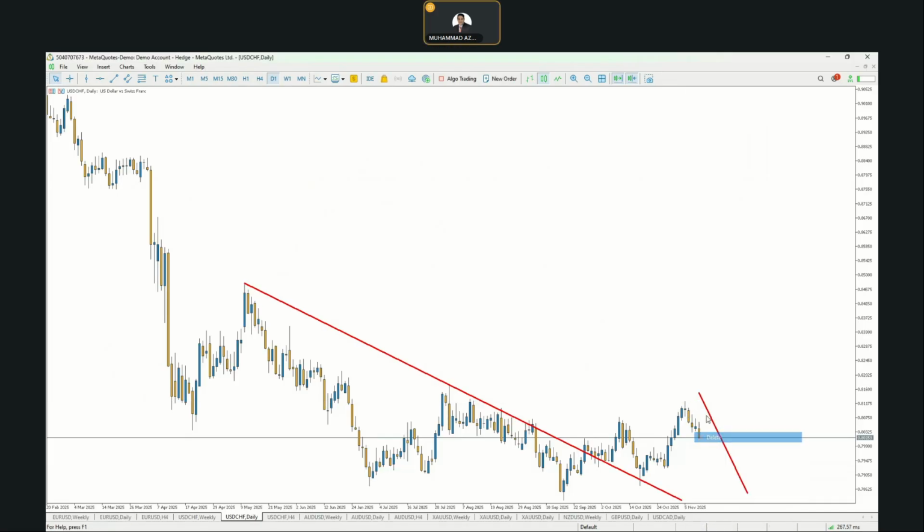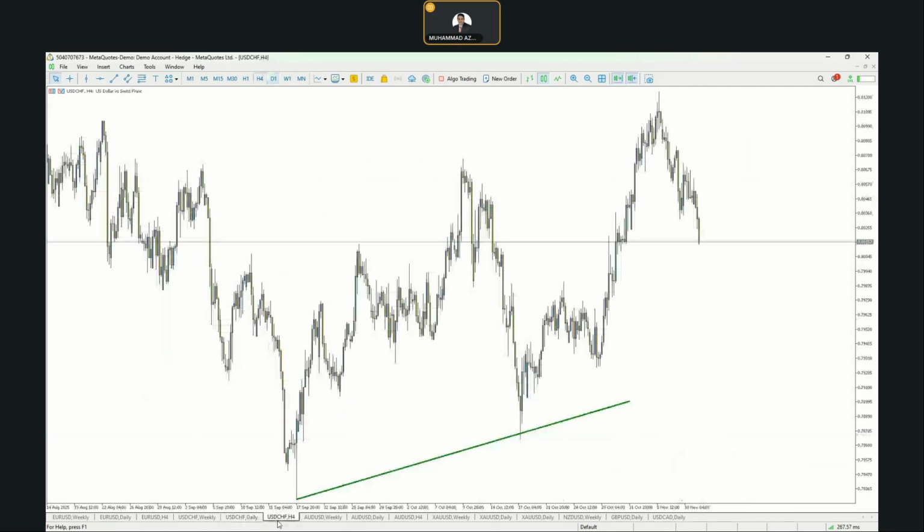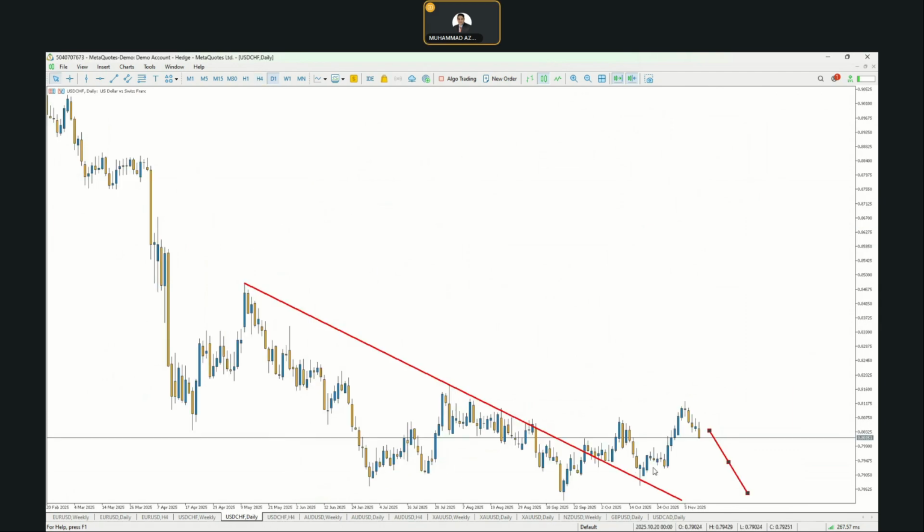And now the US dollar Swiss franc is just trying to drop over here. So this thing is telling me that USD Swiss franc is probably going to drop more in coming trading days. So my forecast is bearish for the US dollar versus Swiss franc currency pair. Okay.